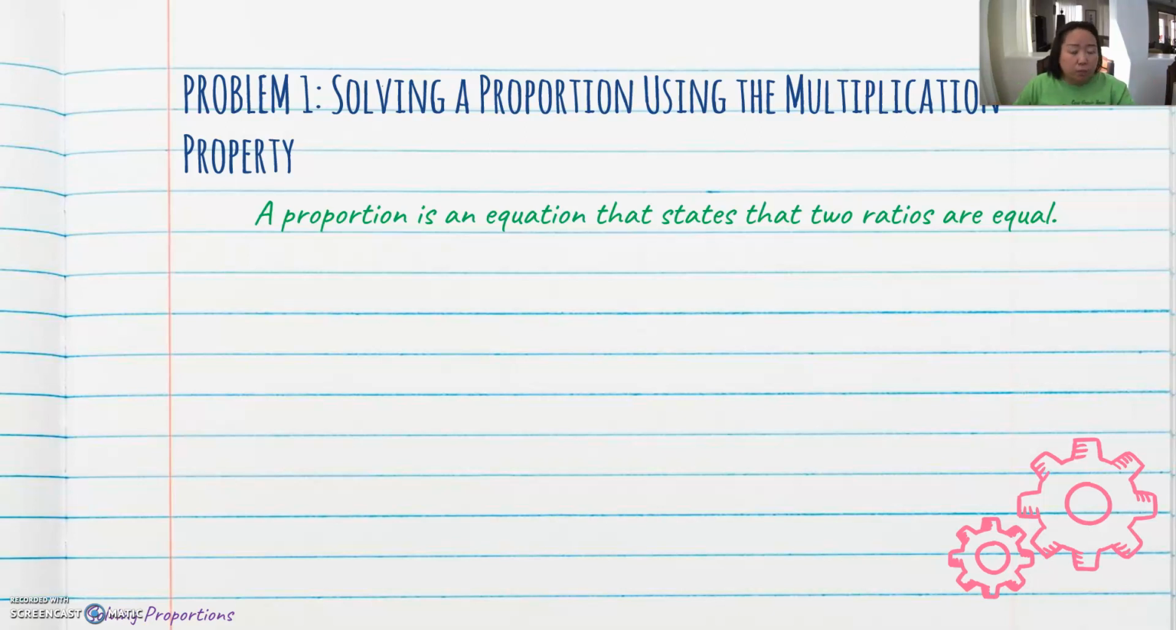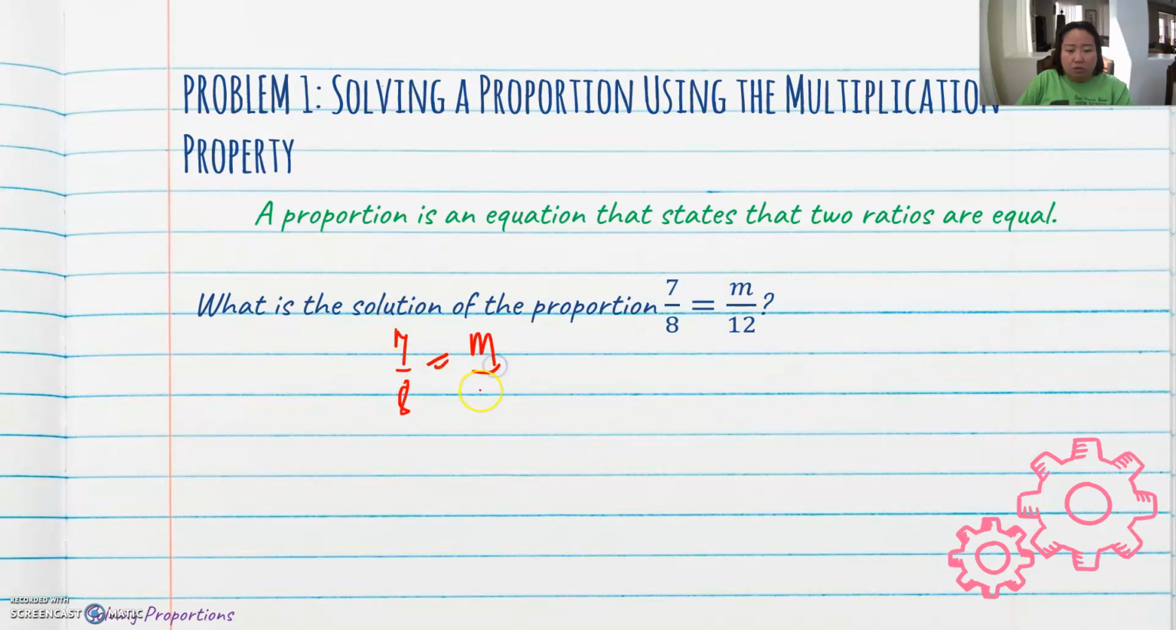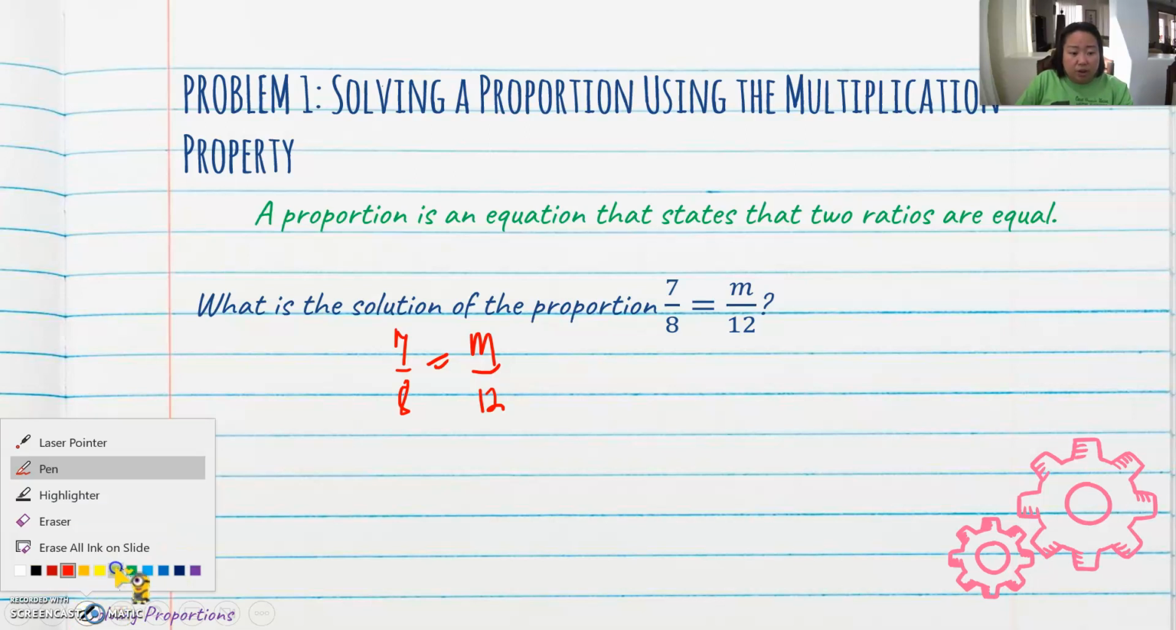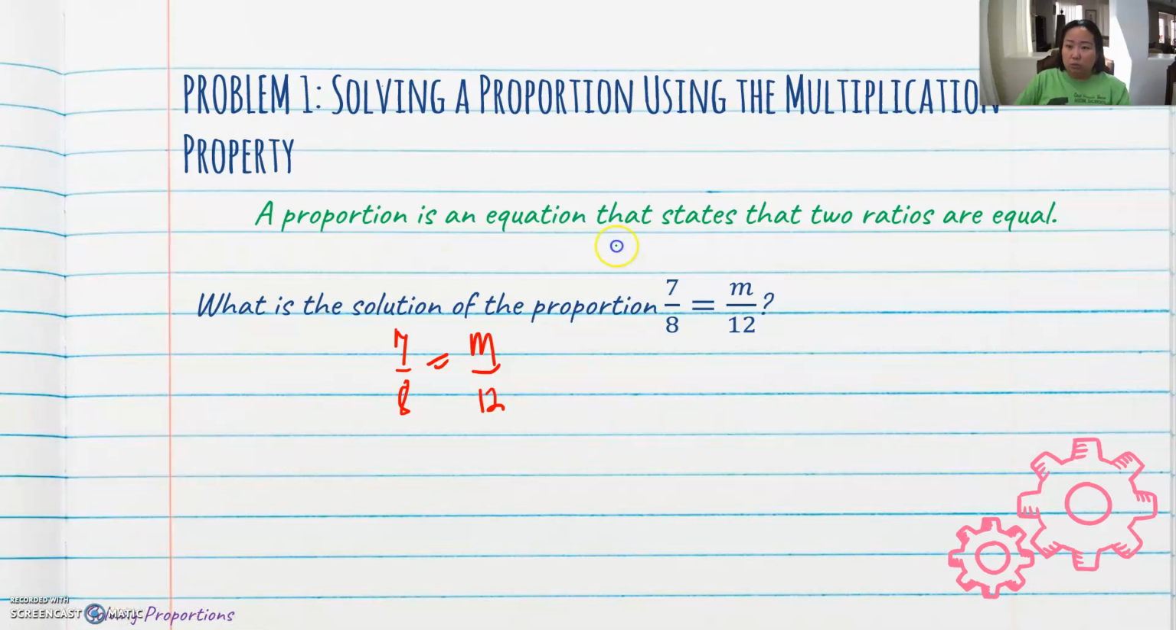Now, there are some ways to solve a proportion. For this particular problem, we will be using the multiplication property. What is the solution of the proportion 7 over 8 equals m over 12? Let me copy it over here: 7 over 8 equals m over 12. If you remember when we talked about solving equations, we want to isolate the variable, correct? So that is what we would like to do.